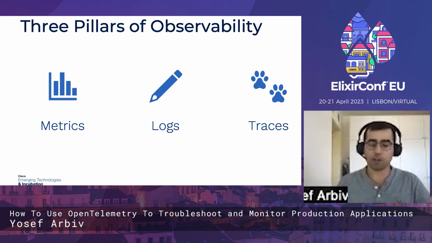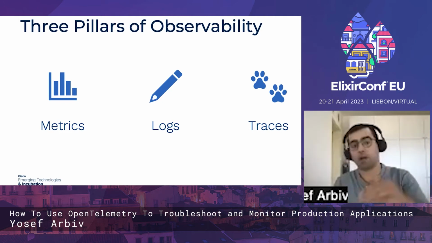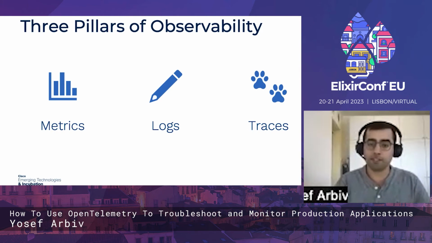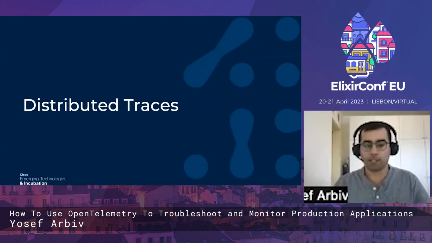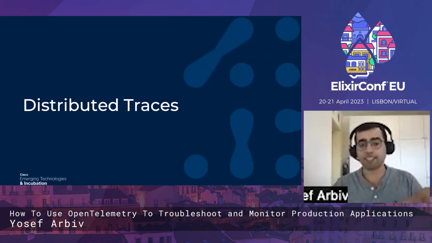So when we're talking about monolith applications, traces are like stack traces that tell us where we are in our big code. But when we talk about distributed systems, we need to talk about distributed traces. A distributed trace is the story of a transaction or an event as it propagates through the entire distributed system.